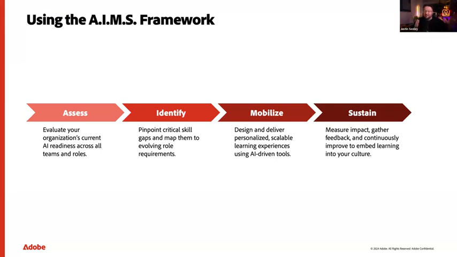So we want to use AI to do X, Y, or Z across these different roles within this particular department, org, whatever it is. Do we see any gaps? Are people ready for this today? Do they need to be heavily upskilled? Do they need to be slightly upskilled? What does that look like right now? Then we need to mobilize, which is designing and delivering personalized, scalable learning experiences using AI-driven tools. Finally, sustaining. That just means making sure that this continues to roll by measuring impact, gathering feedback, and continuously improving everything to embed learning into your culture.